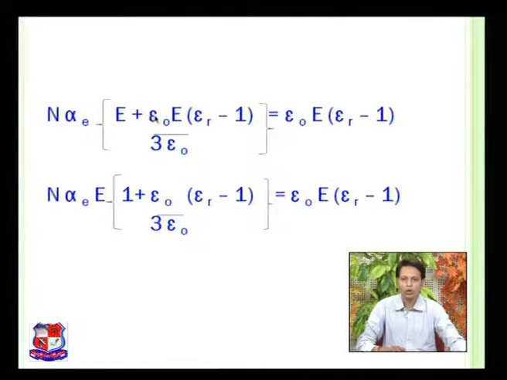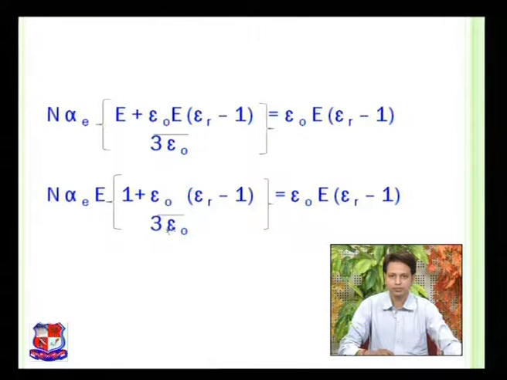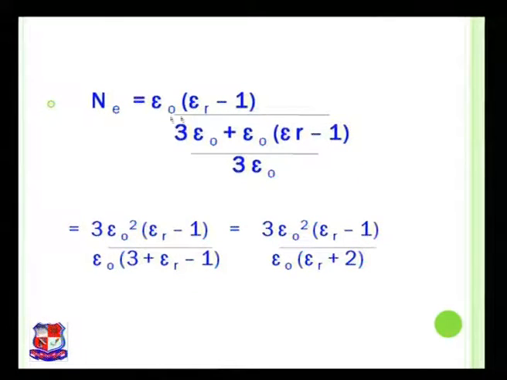So from this equation, in this term E is common. So taking E common from that equation, we get a new equation, that is N alpha E into bracket 1 plus epsilon R minus 1 upon 3 is equal to epsilon 0 E epsilon R minus 1. So from this equation we can get another equation. Here there will be a correction: N alpha E will be equal to epsilon 0 epsilon R minus 1 upon 1 plus epsilon R minus 1 upon 3.